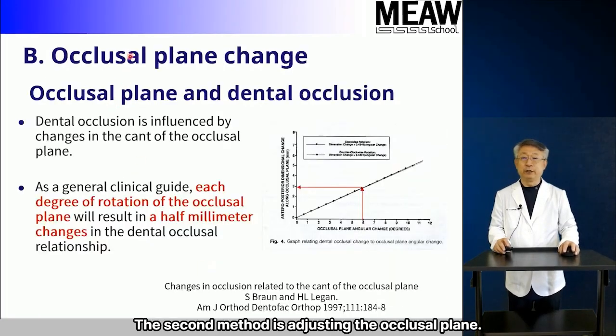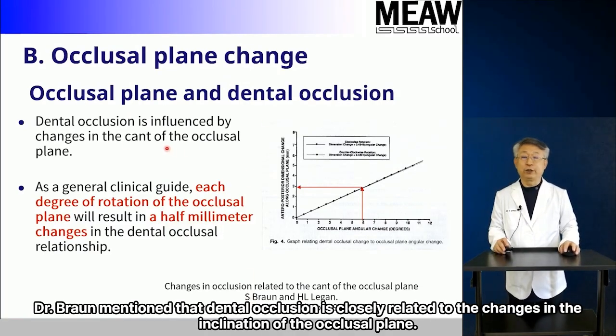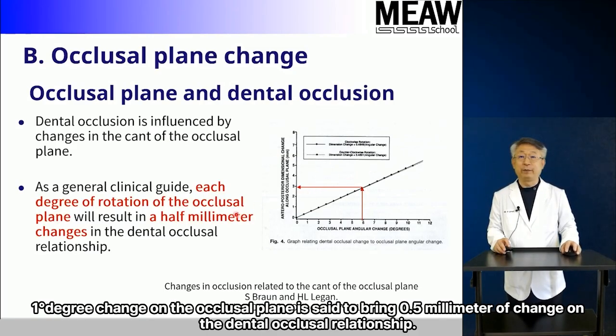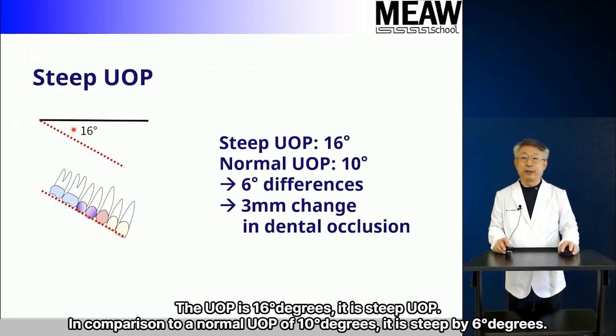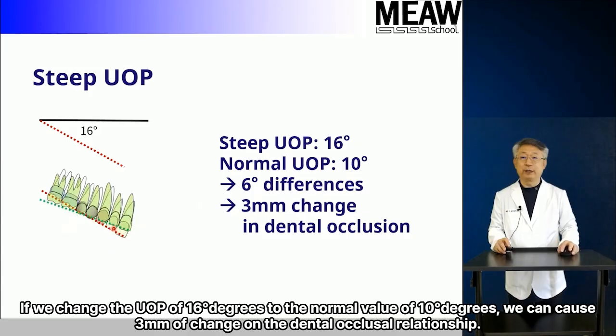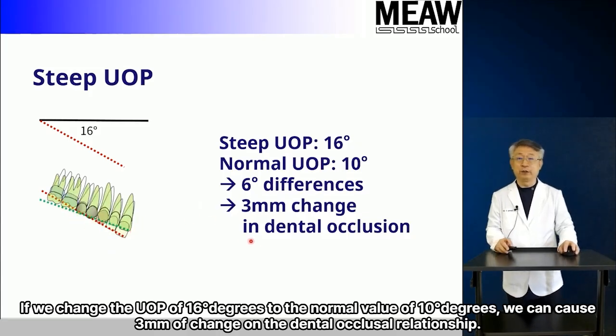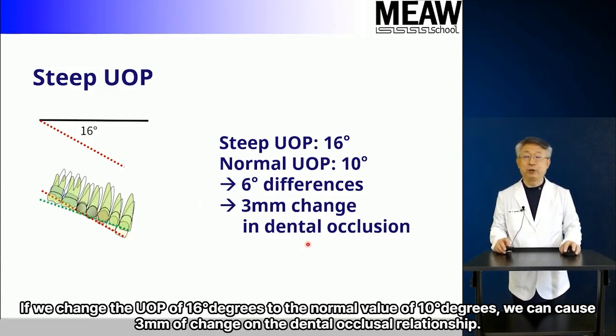The second method is adjusting the occlusal plane. Dr. Brown mentioned that dental occlusion is closely related to the changes in the inclination of the occlusal plane. A 1-degree change on the occlusal plane is said to bring 0.5 mm of change on the dental-occlusal relationship. The UOP is 16 degrees. It is steep UOP. In comparison to a normal UOP of 10 degrees, it is steep by 6 degrees. If we change the UOP of 16 degrees to the normal value of 10 degrees, we can cause 3 mm of change on the dental-occlusal relationship.